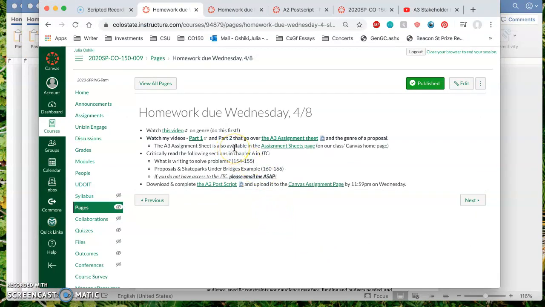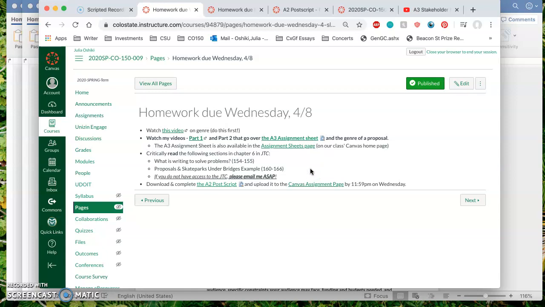And I'm requiring you to read these pages in the JTC. So first you're going to read a section on writing to solve problems, so that will help you get an idea of the genre of a proposal. Then you're going to read a little section on the proposal genre particularly, and then you're going to read an example of a proposal. This example is called Proposal for Skate Parks Under Bridges. And that will be helpful for giving you an idea of what a proposal looks like and what I'm looking for.